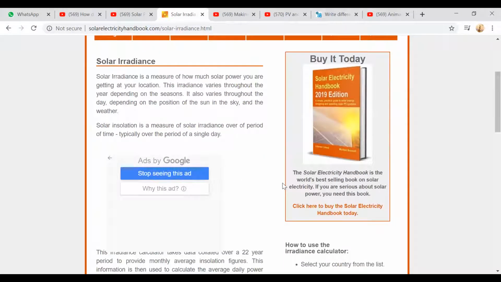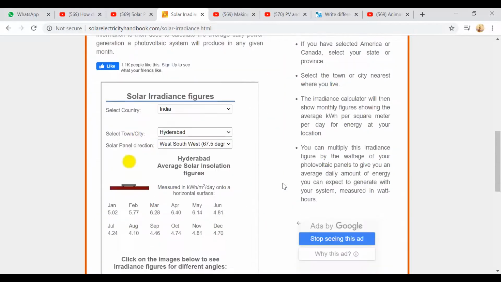Solar irradiance is a measure of how much solar power you are getting at your location. The definition is given here. This irradiance varies throughout the year depending upon the seasons. How to check the calculator? Now we are coming down and we will see the working of the calculator.